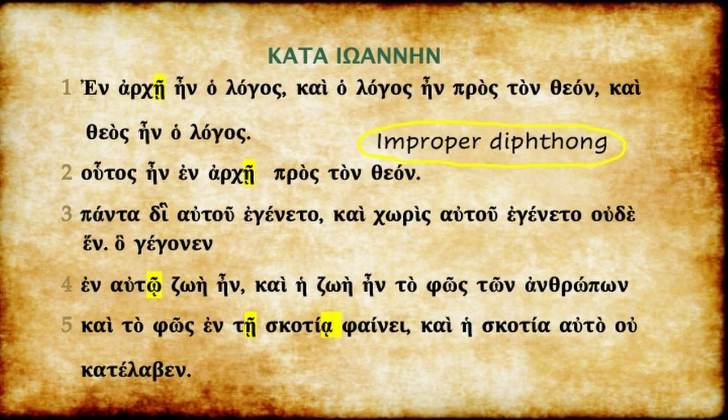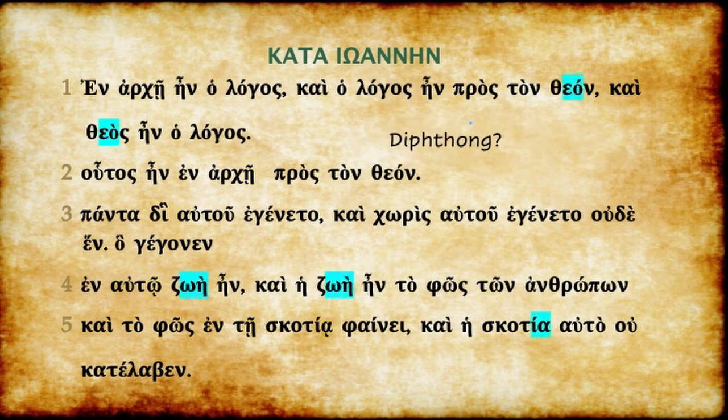A few improper diphthongs we can find in the text. Second word, arche, you can see the tiny iota subscript. We do not pronounce it. Second verse, arche, again iota subscript. Fourth verse, auto, iota subscript. And the 5th verse, skotia, iota subscript.